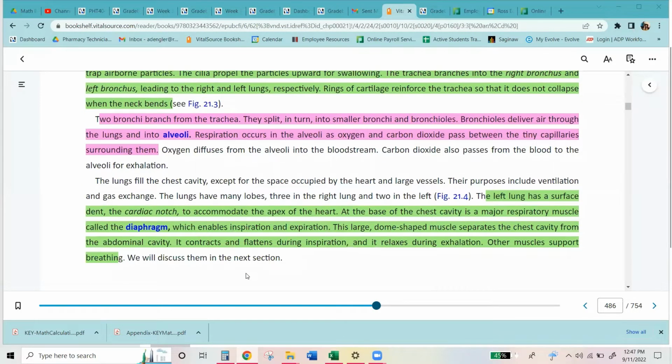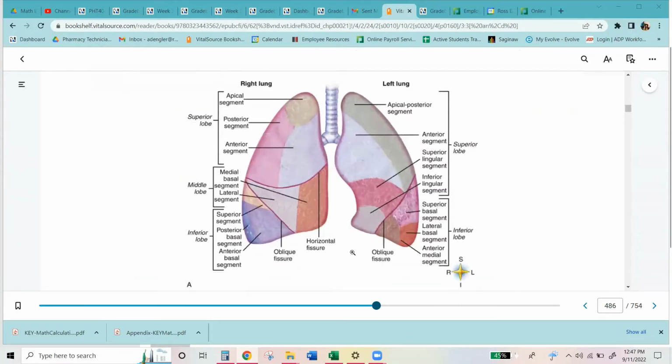The lungs fill the chest cavity except for the space occupied by the heart and large vessels. Their purpose is ventilation and gas exchange. The lungs have many lobes, 3 in the right lung and 2 in the left. The left lung has a surface dent, the cardiac notch, to accommodate the apex of the heart. At the base of the chest cavity is a major respiratory muscle called the diaphragm, which enables inspiration and expiration. This large dome-shaped muscle separates the chest cavity from the abdominal cavity. It contracts and flattens during inspiration and it relaxes during exhalations. Other muscles support breathing. So you can see the right lung has 3 lobes, whereas the left only has 2.